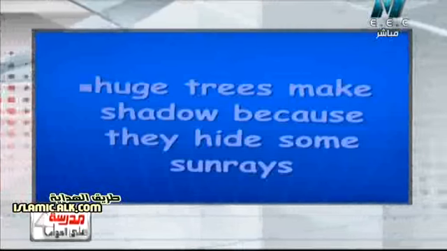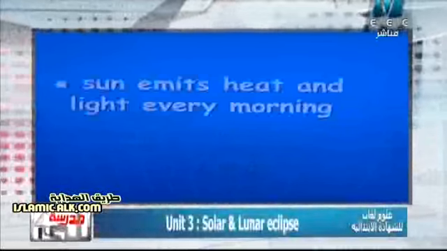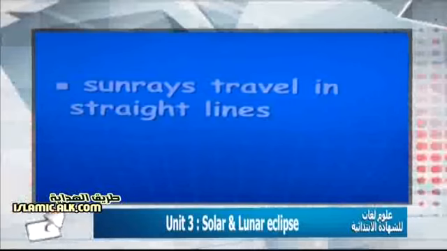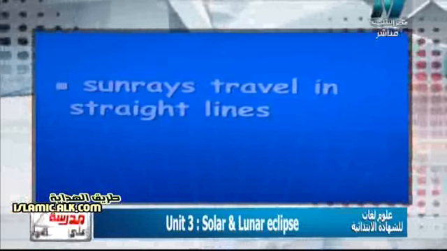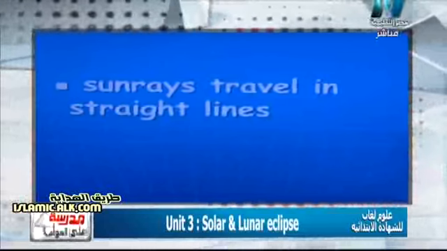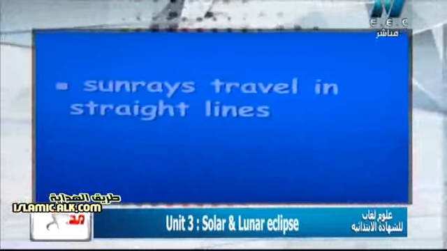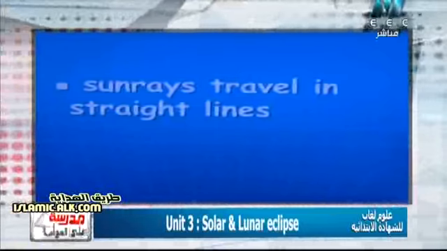We know that huge trees make shadow because they hide some sun rays. Huge trees, الأشجار الضخمة تعمل shadow لأنها بتحجب ضوء الشمس. Another information, sun emits heat and light every morning. Sun rays travel in a straight line, and all light travels in a straight line. All sunlight or all light rays travel in a straight line, as we have studied in primary 5.